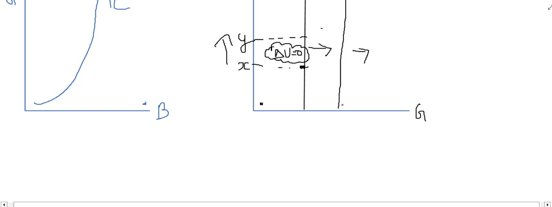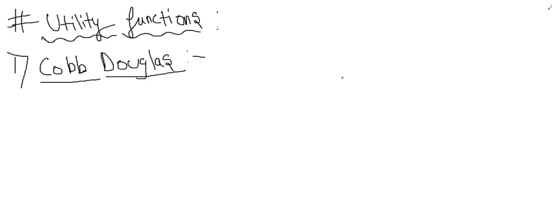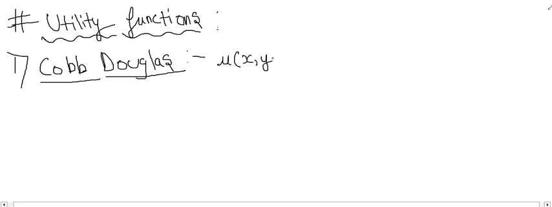Now let us begin with the utility functions. So the very first function that we have to study would be Cobb-Douglas utility, and the general form here is u, the function of good x and good y, x raised to the power alpha and y raised to the power beta. Now first of all, there would be a specific format we would follow for studying utility functions. That would be the general form we have to write.